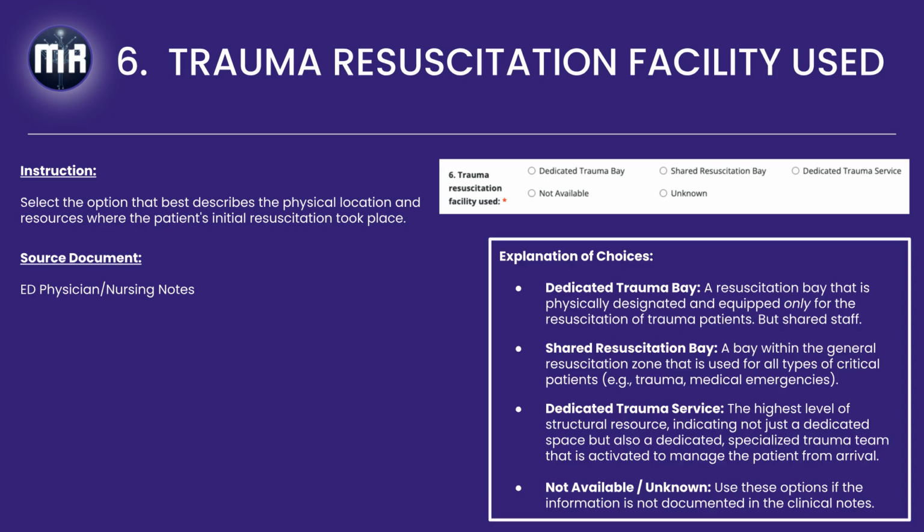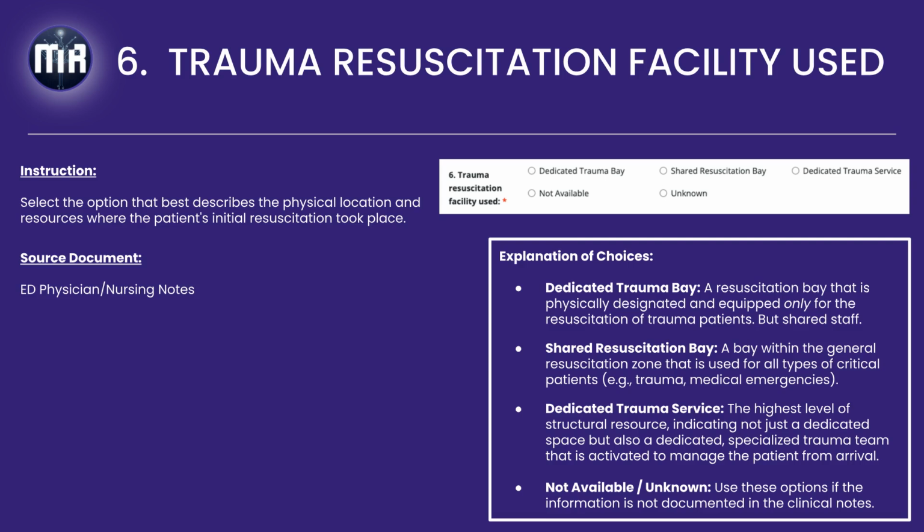Let's take a moment to precisely define each option, as the distinction is important. You will select dedicated trauma bay if your hospital has a resuscitation bay that is physically designated and equipped exclusively for trauma patients, but staff are shared with general resus. You will select shared resuscitation bay if the patient was resuscitated in a bay within the general resuscitation zone, or red zone, which is used for all types of critical patients, including trauma, cardiac arrests, and other medical emergencies. This is a common setup.